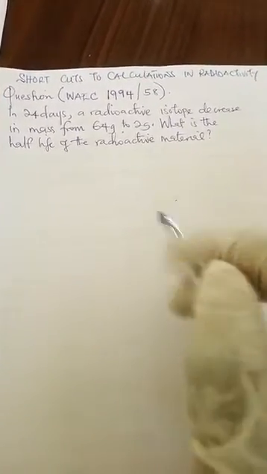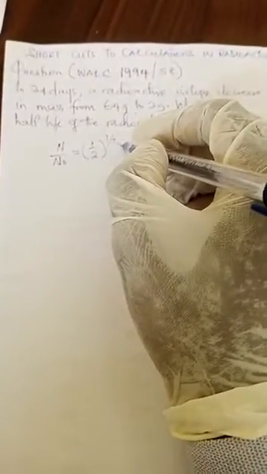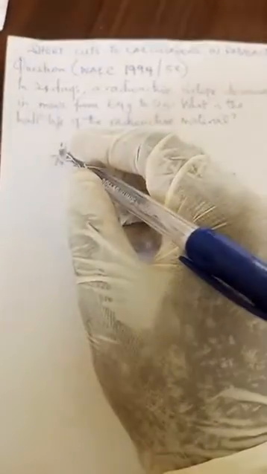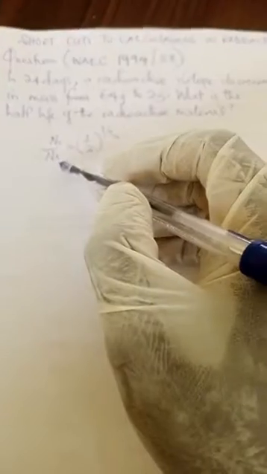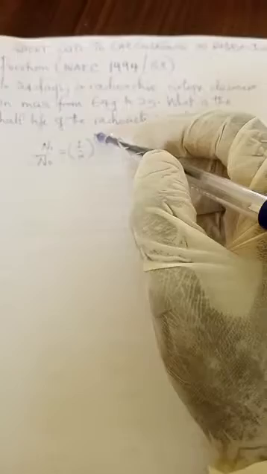Now, we always have a general formula which we use to solve a question like this, which goes N over N naught equals half raised to the time given in the question divided by the half-life given in the question. Where N is the mass left after the decay, N naught is the original mass, half is a constant, T is the time taken for the decay, and of course the half-life.